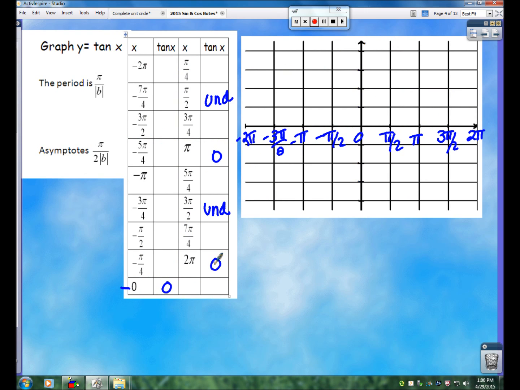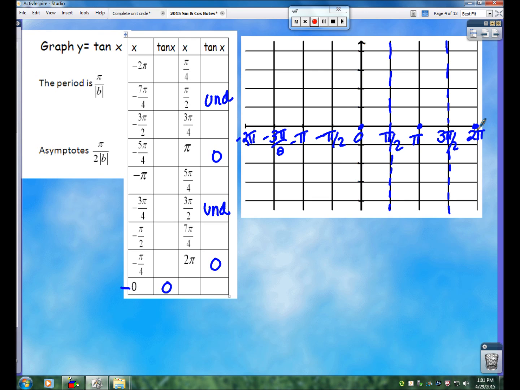All right, so let's put in what we've got. So at 0, we're at 0. At pi over 2, we're undefined. So that's an asymptote. So we're going to dot an asymptote because we're undefined there. At pi, we're at 0. At 3 pi over 2, we're undefined. And at 2 pi, we're back at 0.